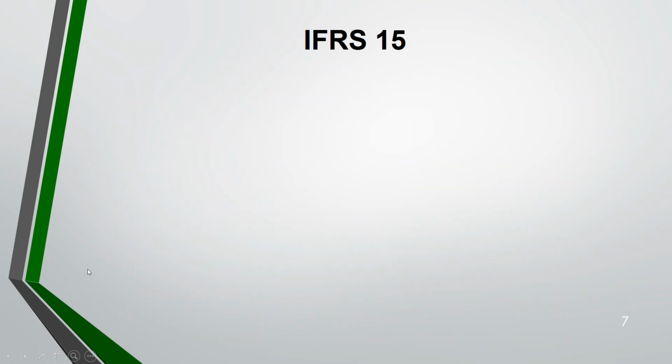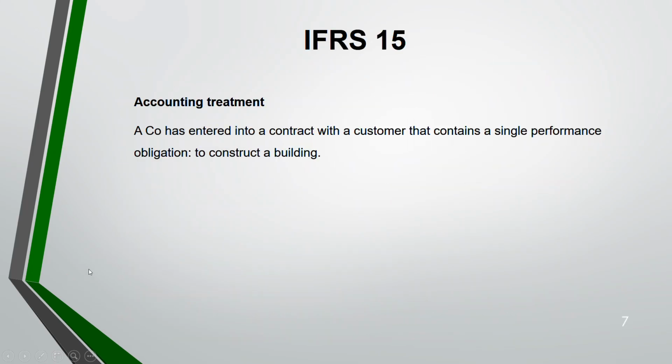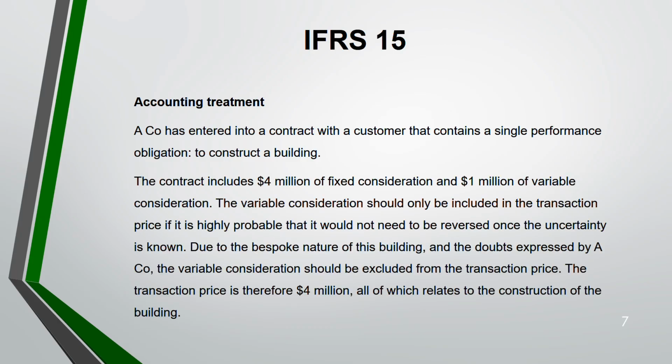Okay. Now, what is the accounting treatment? A has entered into a contract with a customer. It's very clear that there is a contract with a single performance obligation. What is the performance obligation? To construct a building. The transaction price is also fixed, which is 4 million. 4 million is a fixed consideration, and 1 million is a variable consideration, that bonus part.